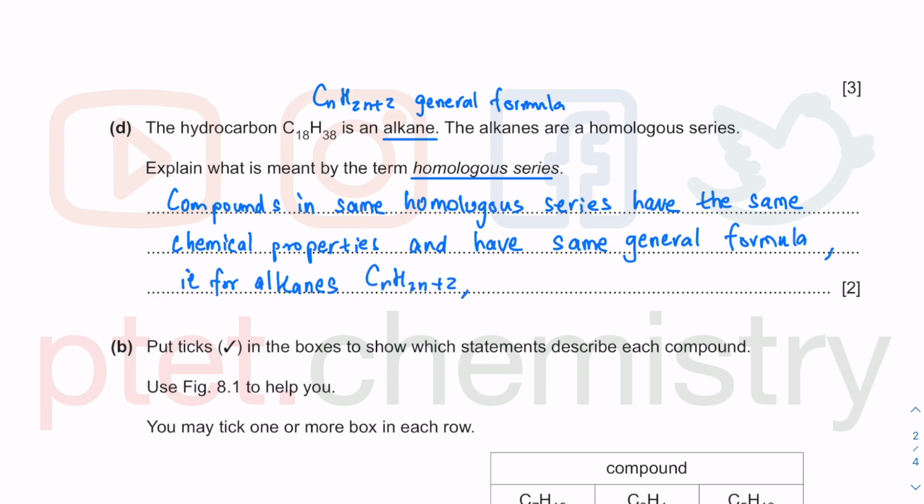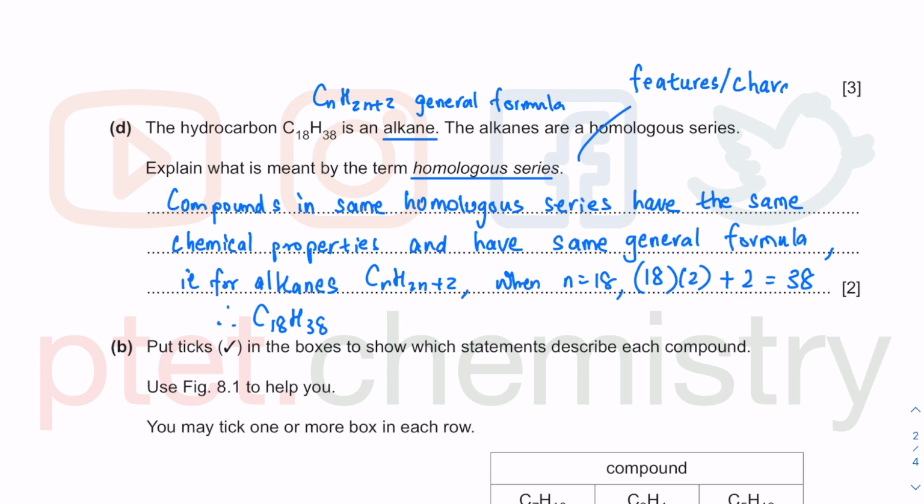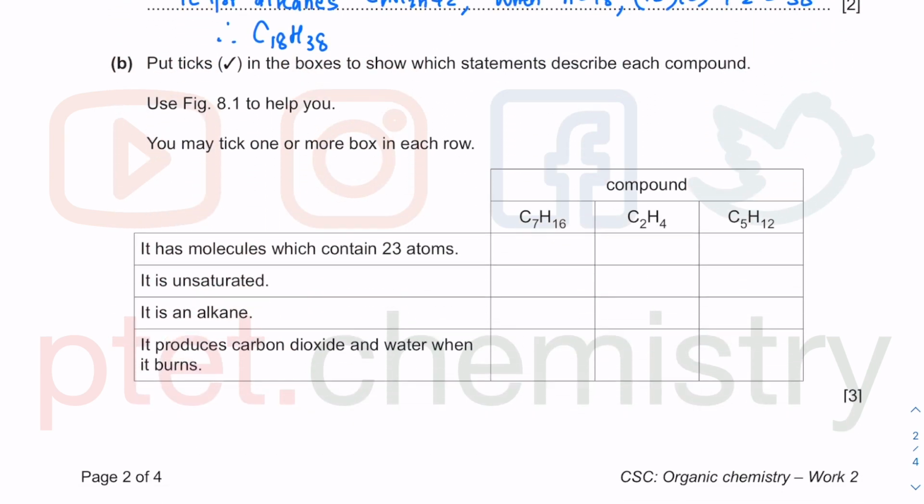CnH2n plus 2, when n equals 18, then 18 multiplied by 2 plus 2, this gives me 38, therefore C18H38. So basically, the other way of asking this question, what are the features? What are the characteristics? How do you tell if something is a homologous series or not? Well, there are other things to talk about as well. We can say that they have a trend in the physical properties as the number of carbons in the chain increases.